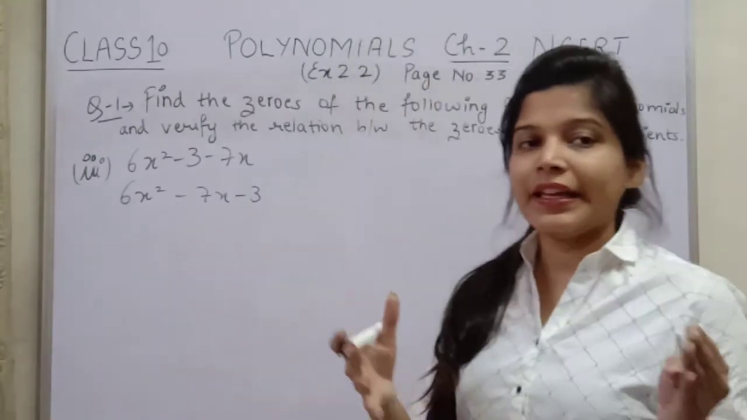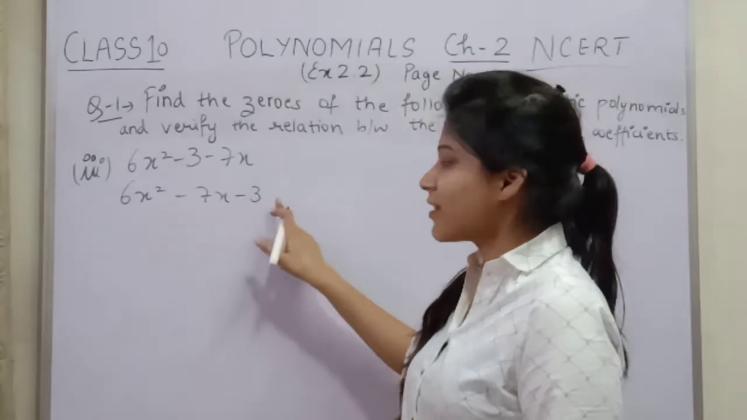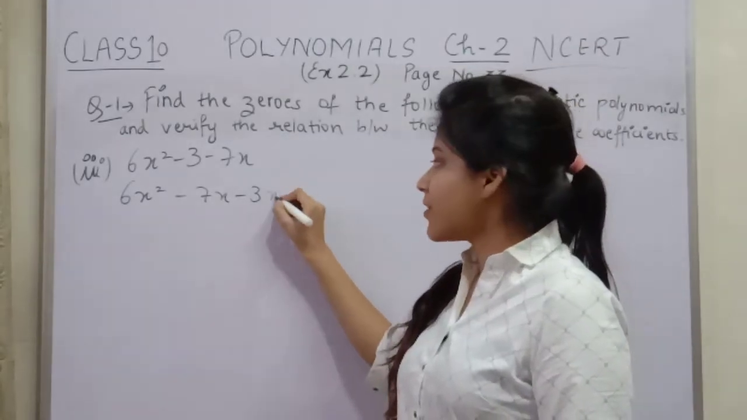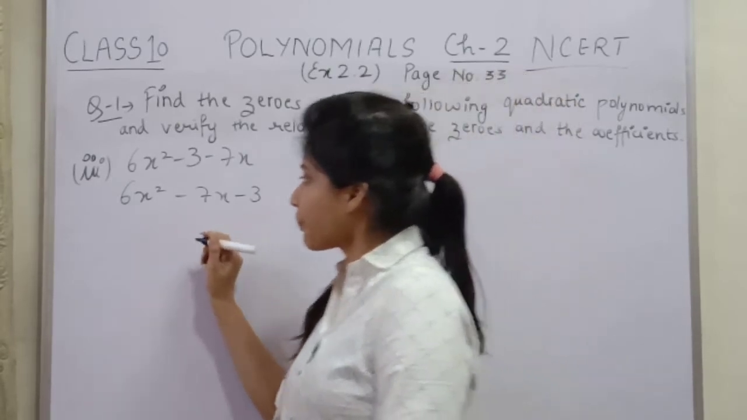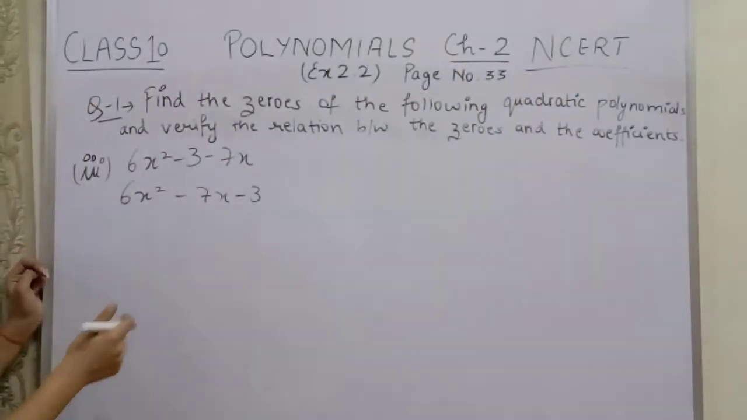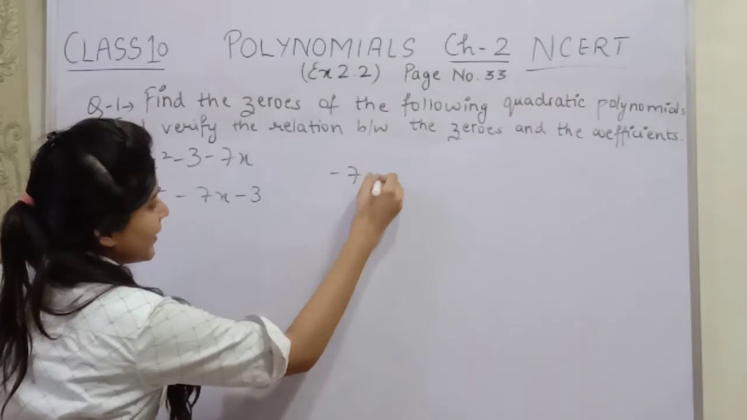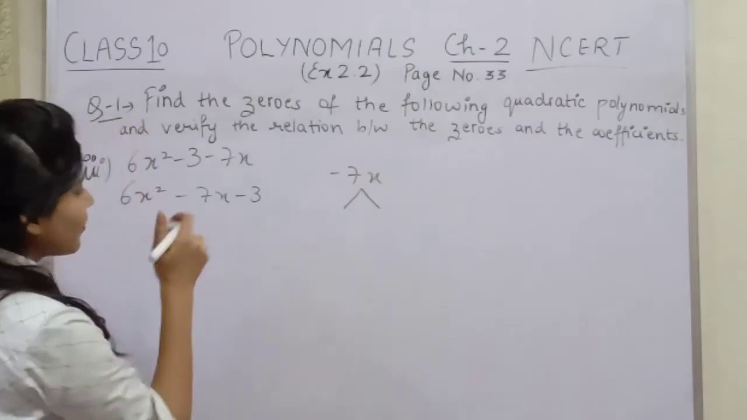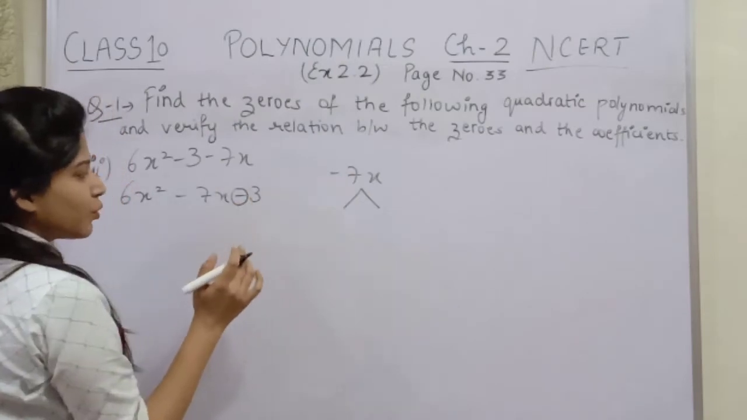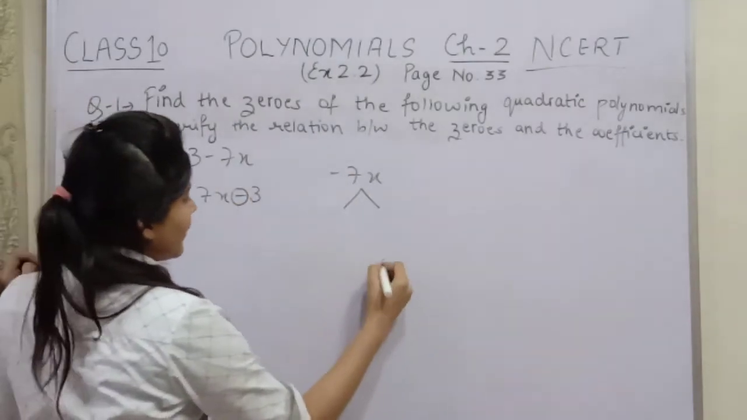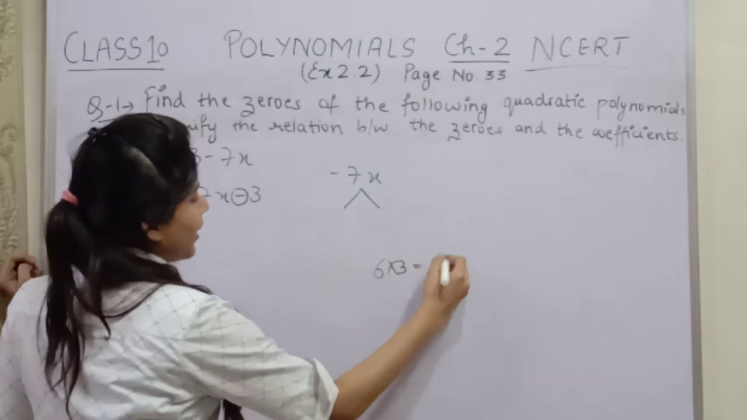ये है हमारी standard form from highest to lowest, right? From highest degree to lowest degree. 2, 1, 0. 3 है मतलब x raised to the power 0, right? So 2, 1, 0. Now let's middle term split minus 7x. अब minus 7x को ऐसे split करना है कि minus करके तो minus 7 आए उन दोनों को, and multiply करके 6 into 3 18 आए.